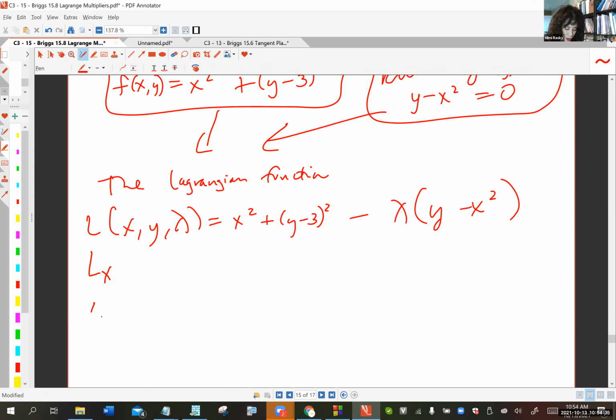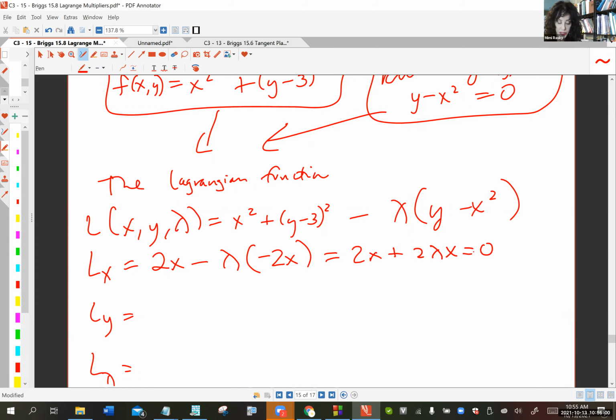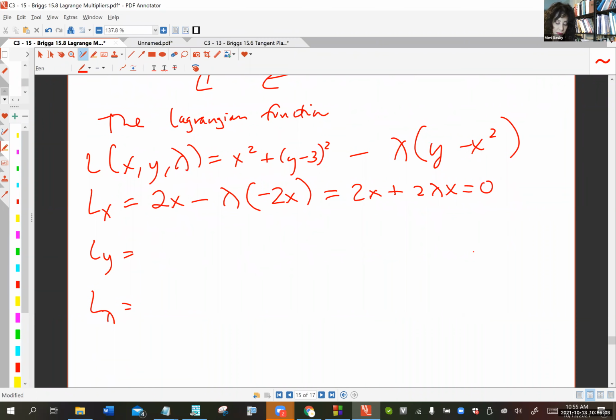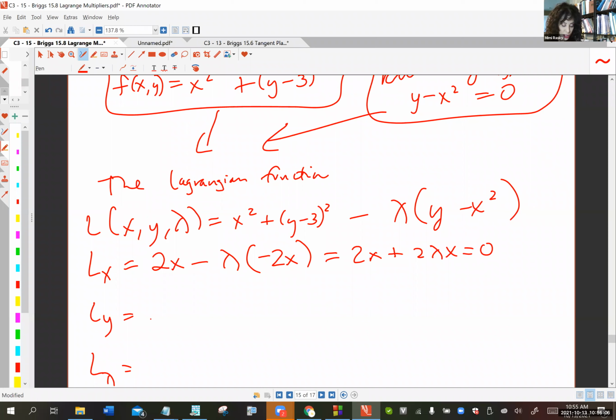So you're going to get 3 partials because this is a function of 3 variables. The partial with respect to x is 2x minus lambda times the derivative of whatever is inside the parentheses with respect to x. I think that's negative 2x, but then a negative times a negative is a positive, and I'm going to set this equal to 0. Now go get the partial with respect to y. I'm going to use the chain rule: 2 times y minus 3 to the 1 power times the derivative of y with respect to y, that's just 1, minus lambda times the derivative of what's inside the parentheses with respect to y, but that's just 1. Set that equal to 0.